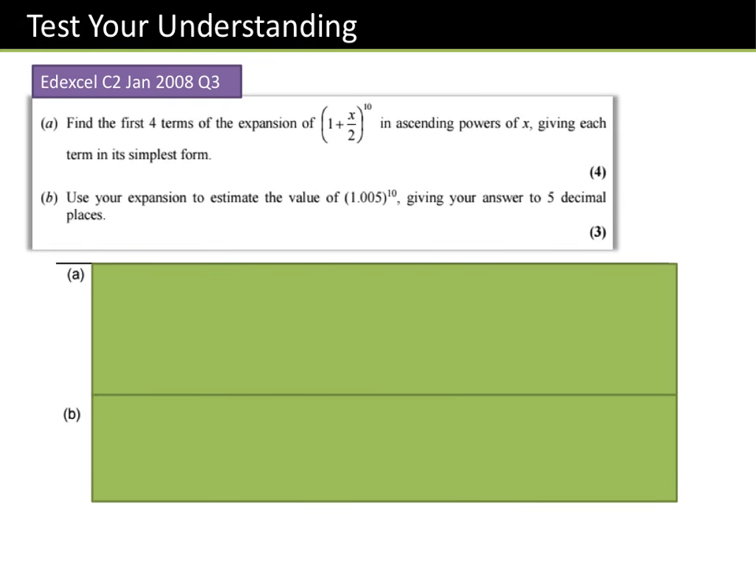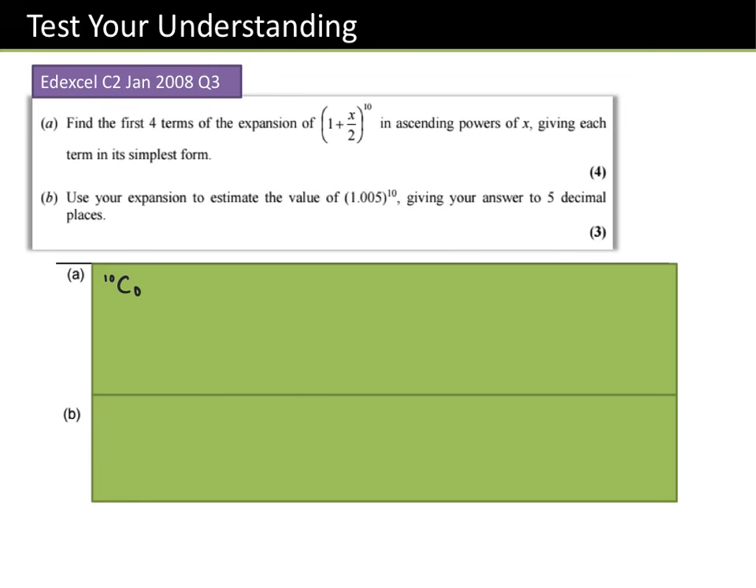So, test your understanding. Here is a typical exam question. 7 marks for this question. Off you go. Okay, so part A, the first 4 terms, we should be fairly confident now. This is 10. So for the first one, 10C0 is what we're going to put in the calculator. This gives me an answer of 1.